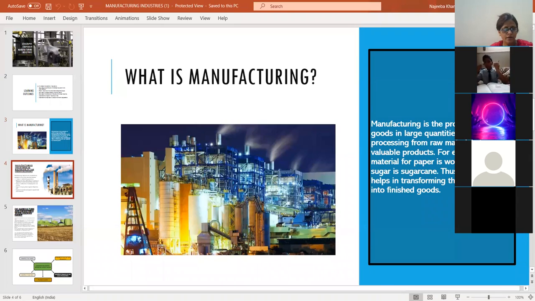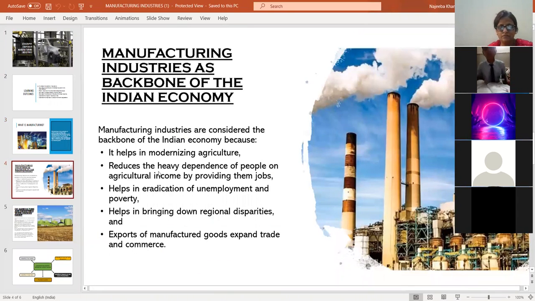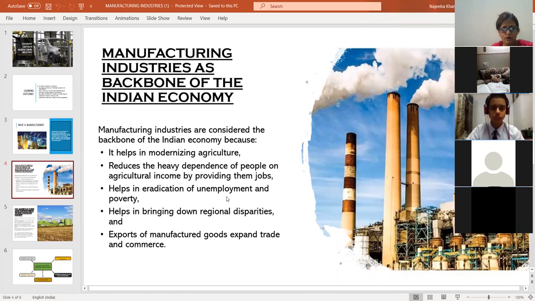Okay. Now, next learning outcome is how they are important, how they play a very significant role in our Indian economy. Every industry, if you talk about any country, whether developed or developing, plays as a backbone of their economy. Industries play a very important role. How these industries are the backbone to us, that we are going to understand here.